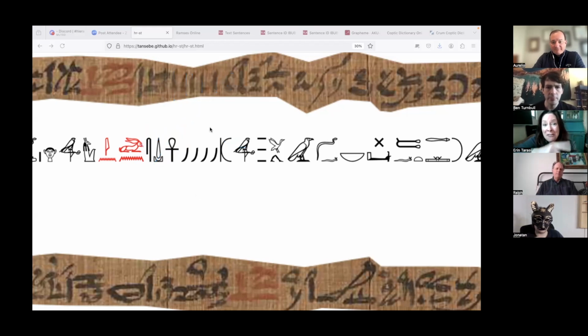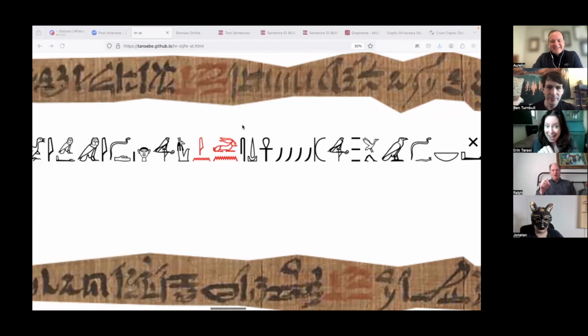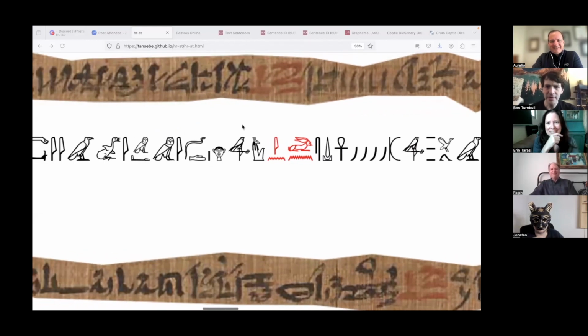It is, but then there are four after that. I counted this over and over again because I was like, that can't be right. But look, you see the curve, then you see one, two, three, four, five. And then the Ankh.